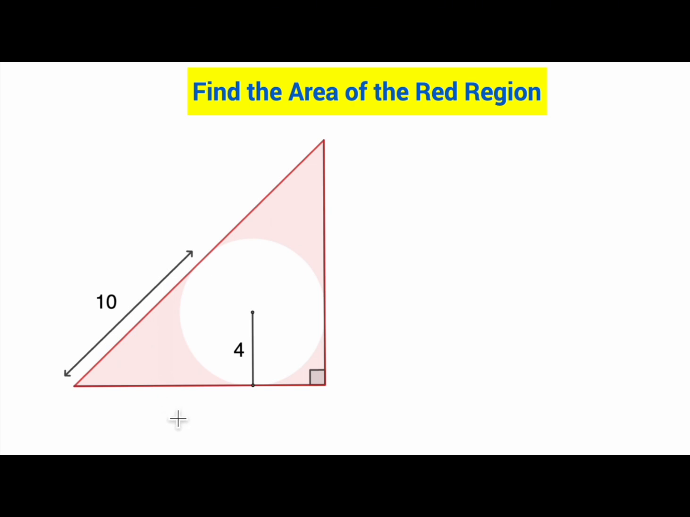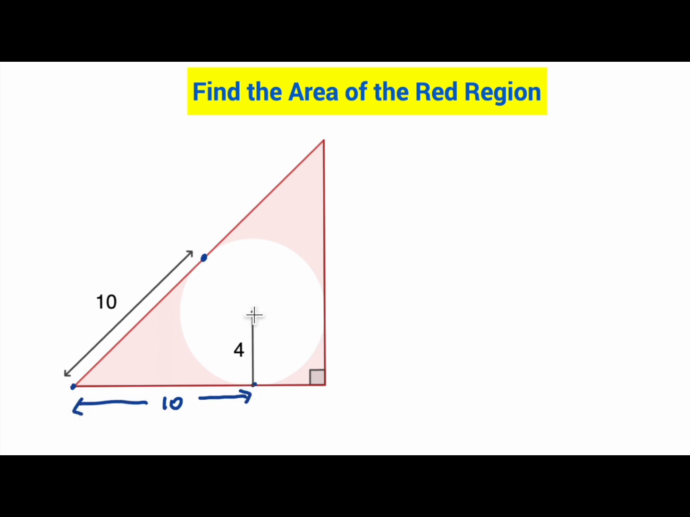All right, the first rule I'm going to use here is that two segments from the same exterior point that are tangent to a circle are going to be congruent. So if from this vertex to this point of tangency is 10, then that vertex to this point of tangency is also going to be 10. Okay, from right there to there.